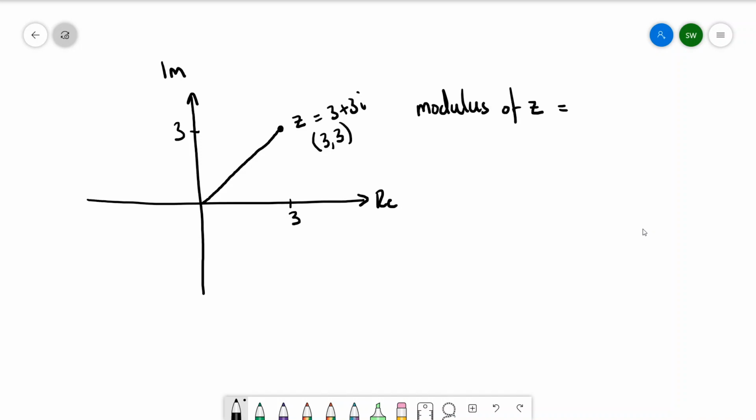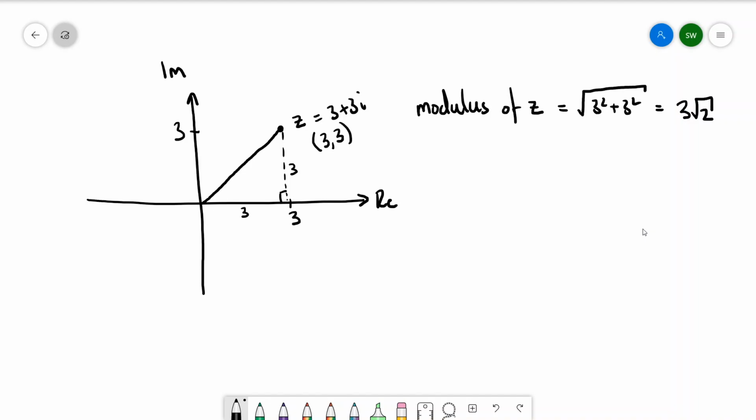So in this case, we can use Pythagoras to work out the modulus. In fact, we're always going to use Pythagoras to work out the modulus by drawing in a right angle triangle like that. And we know that this length is 3 and this length is 3. So we can just work out the hypotenuse, square root of 3 squared plus 3 squared, which is 3 root 2.